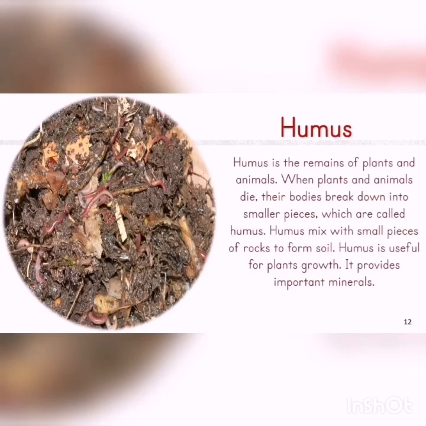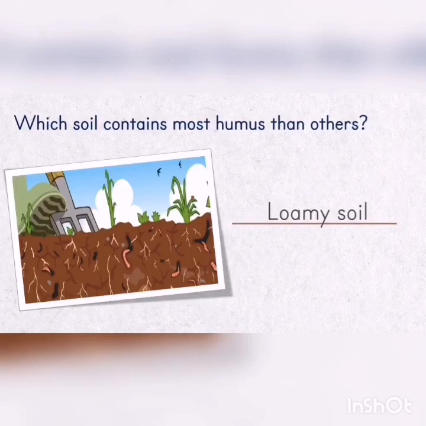Students, do you know what is humus and how does it form? Humus is the remains of plants and animals. When plants and animals die, their bodies break down into smaller pieces, which are called humus. Humus mixes with the small pieces of rocks to form soil. Humus is useful for plants' growth. It provides important minerals. Which soil contains more humus than others? Yes, you're right. That is the loamy soil.